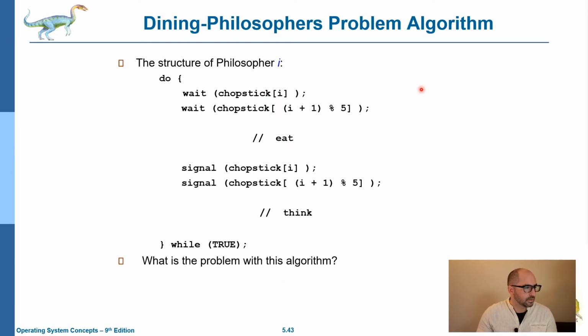So if we take a naive approach to this problem, and philosopher i has the chopstick to their left indicated by their index, and then the one to their right, their index plus 1. If there are 5 semaphores, simply waiting on each semaphore, eating, and then signaling on each semaphore, and going back to thinking. What is the problem with this algorithm? I'll give you just a second to think about that.